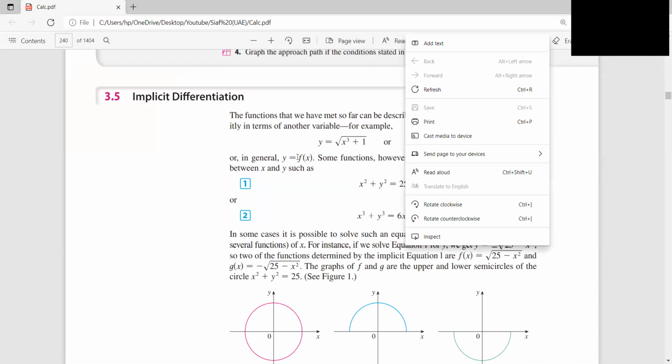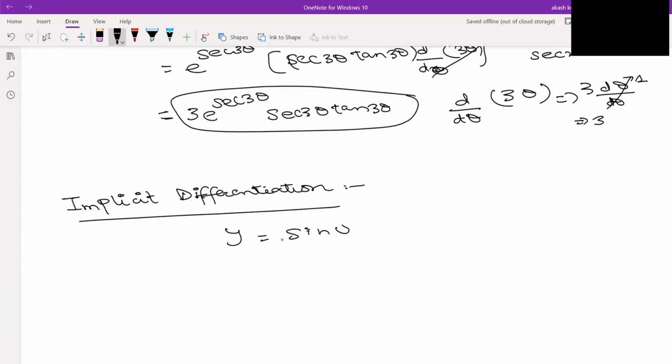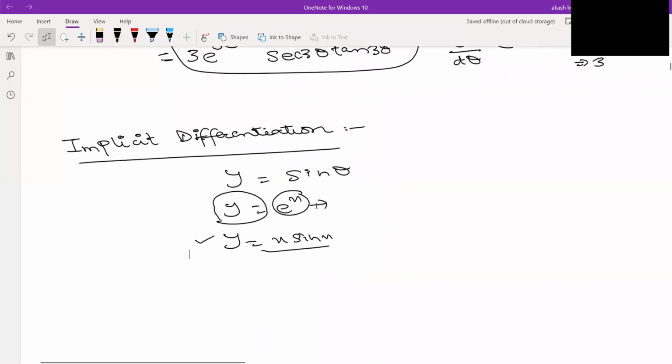So far we were studying functions like y equals sine x, y equals e raised to the power x. The y was separate, and whatever was on the right side of the function was purely in terms of x. Y equals x sine x, right? So far we have studied such functions, and then we applied the differentiation rules. What if we have the functions in terms of like this?